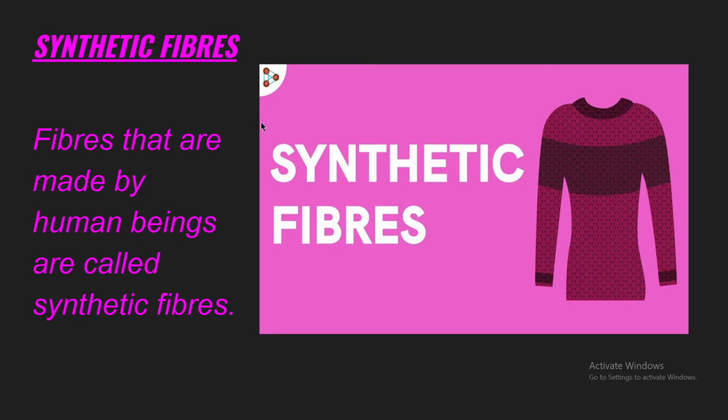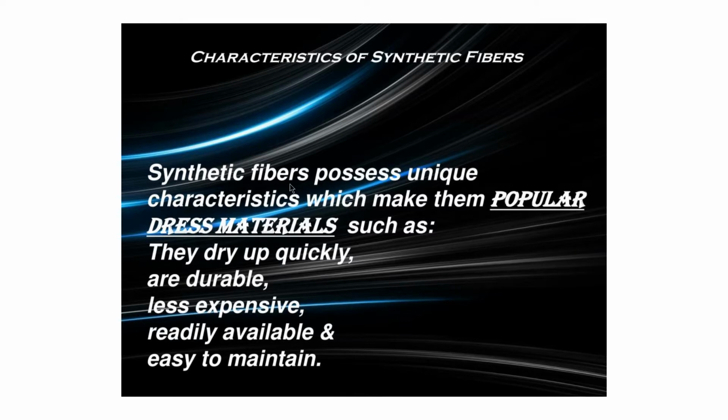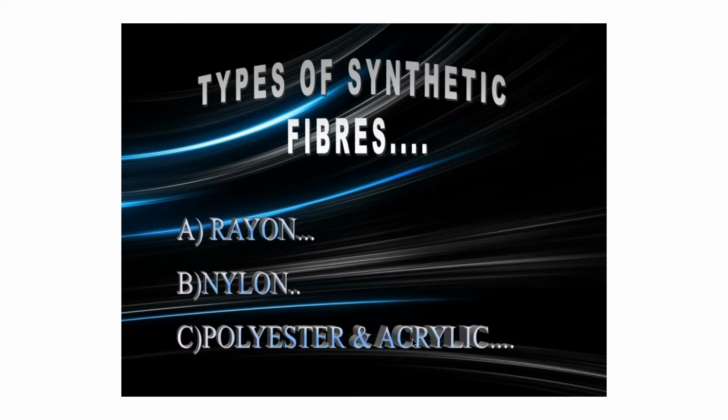The first question arises, what are synthetic fibers? So fibers that are made by human beings are called synthetic fibers, and that is why we call them man-made fibers also. These fibers possess unique characteristics. That is why these are very popular dress material. They dry up quickly, they are very durable, they are less expensive, they are readily available and very easy to maintain as well. Different types of synthetic fibers are rayon, nylon, polyester, acrylic, spandex. These you are going to study further.